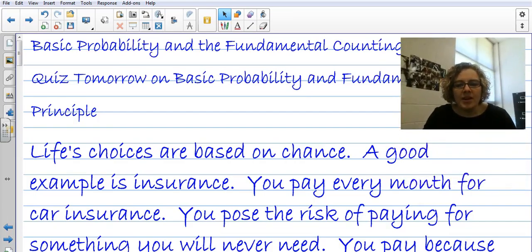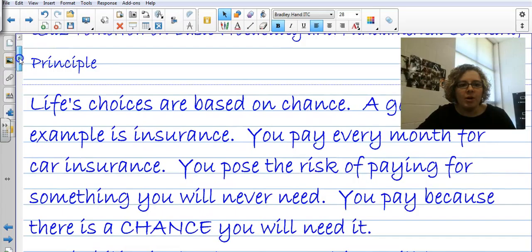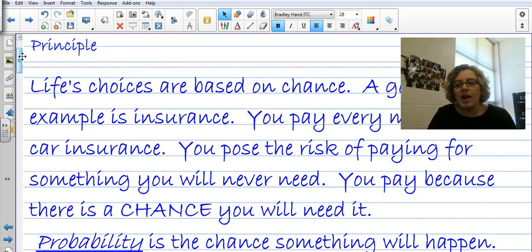Life's choices are based on chance. A good example is insurance. You know that you're paying your car insurance every month. You pose the risk of paying for that, and you might not ever need it. You pay because there's a chance that you will need it. If you need it and you don't have it, that's not good. But if you have it and you don't need it, that's not good either. So life is about chance.